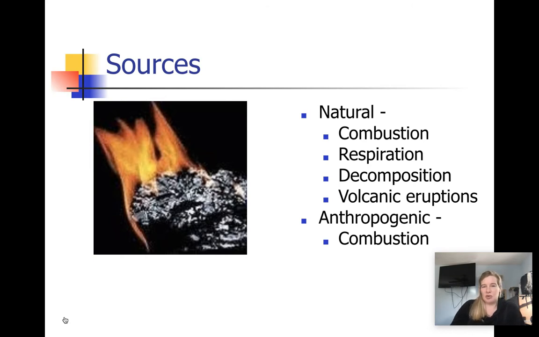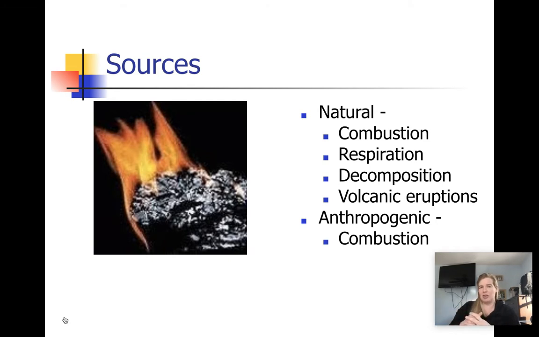It has many natural sources: combustion, like natural forest fires, burning of prairies, and lightning strikes. There are many natural sources of combustion. Cellular respiration releases carbon dioxide. Aerobic decomposition is cellular respiration, which releases CO2. Even anaerobic respiration or fermentation releases CO2. And volcanic eruptions are another natural source of CO2. So there are many, many natural sources of CO2.